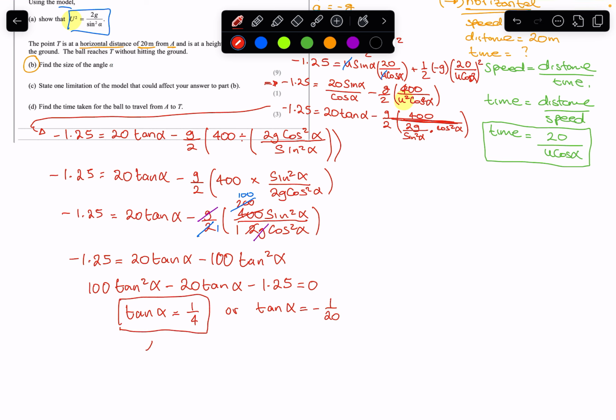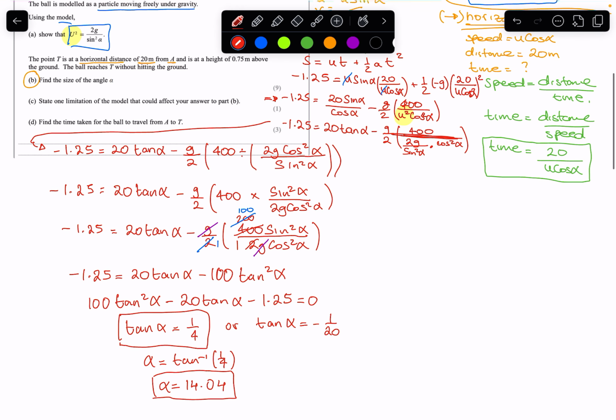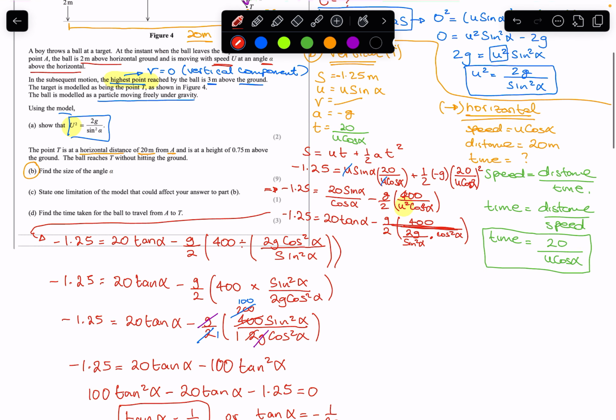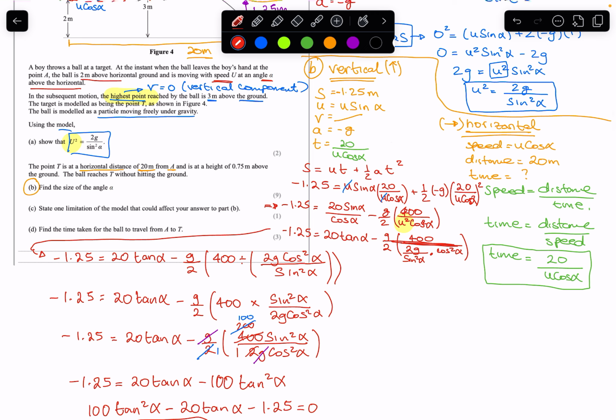And from there, if I take the inverse of tan of a quarter, it gives me an alpha value of 14.04. And that will be my answer for the alpha value, which is what they requested in part B. So that's how you get that 9 marker correctly. Probably it is a lot more steps than I would have done normally, but it's very important that you do the steps here.